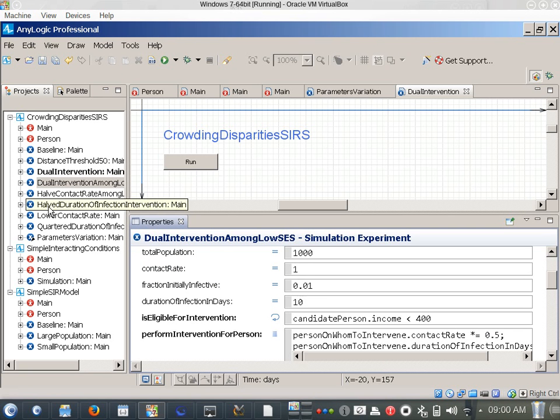Okay, sure. So suppose we wanted to take this, though, and examine it among those who are, say, less than $1,500 in income. How do we do that?